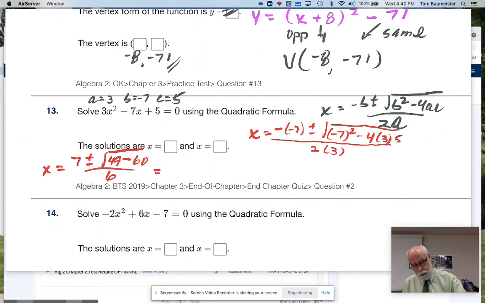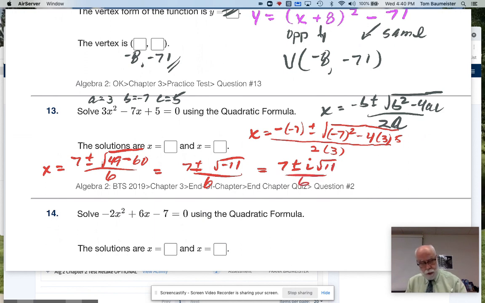Now, let's simplify it some more. So I have 7 plus or minus the square root of what? Negative 11. Oh, we're going to have to do something with that. Over 6. So let's see. Whenever I have a negative under the radical, I told you to make it an i, pull it out, and then we'll have 11, and that'll be over 6.